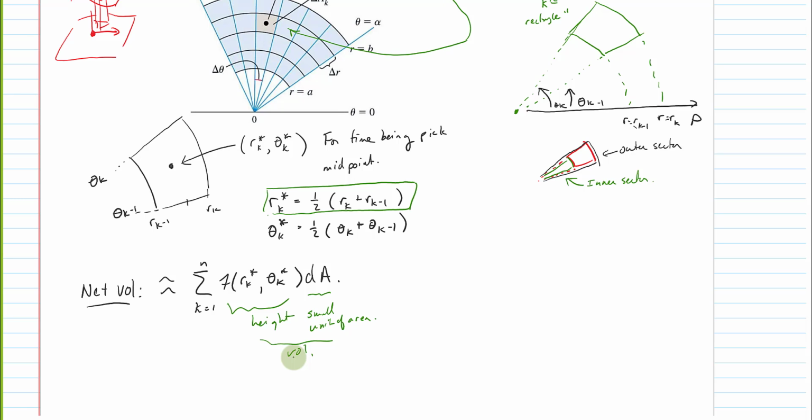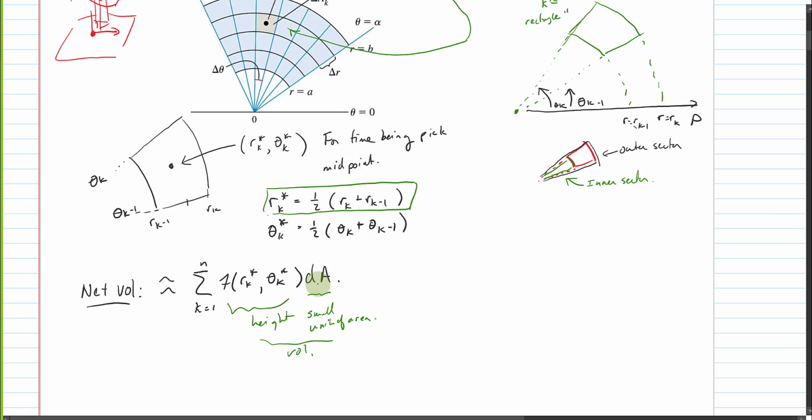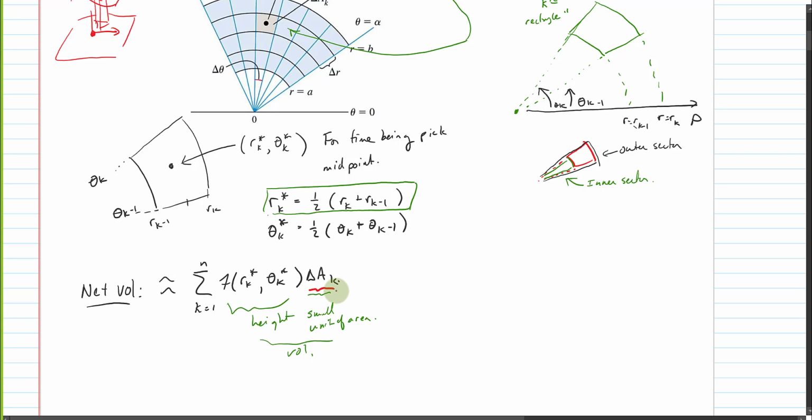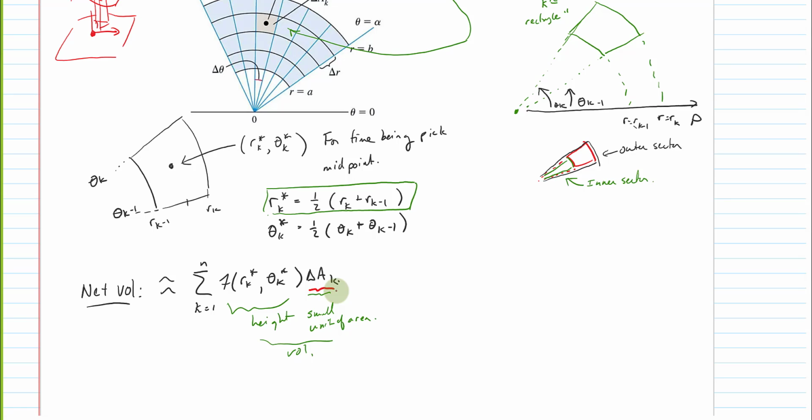I wrote dA there, and that's bad notation. I should use delta A sub k. I'm sorry about that, folks. I just changed that on you, underlined in red. Instead of using differential A, I should use the size of the kth rectangle.